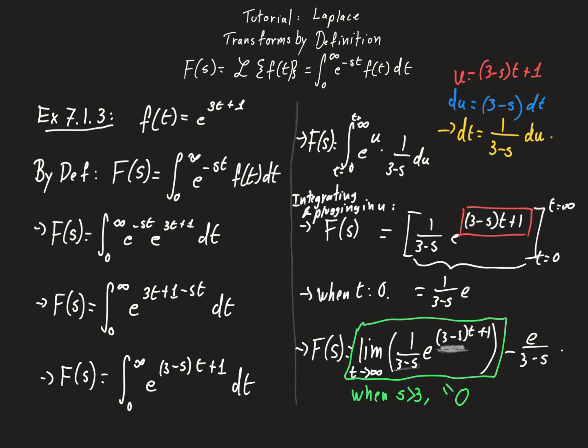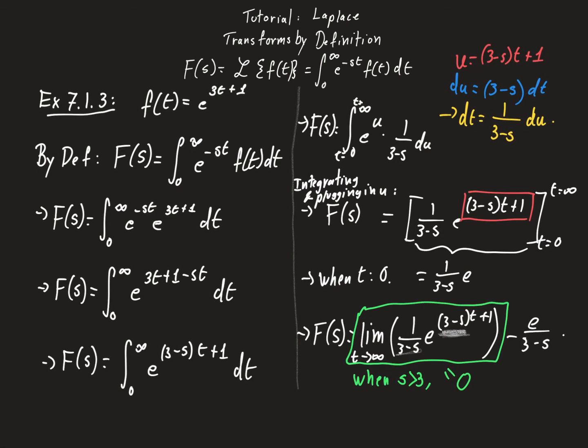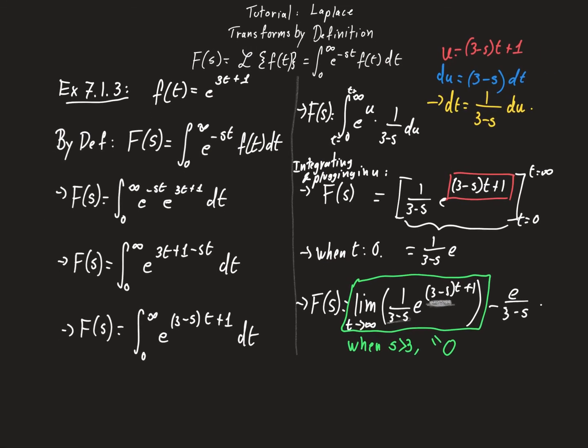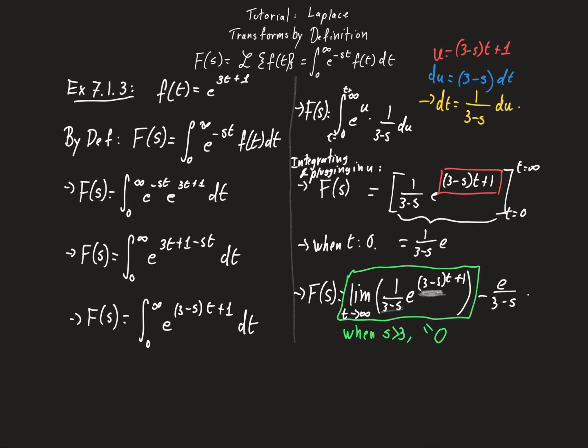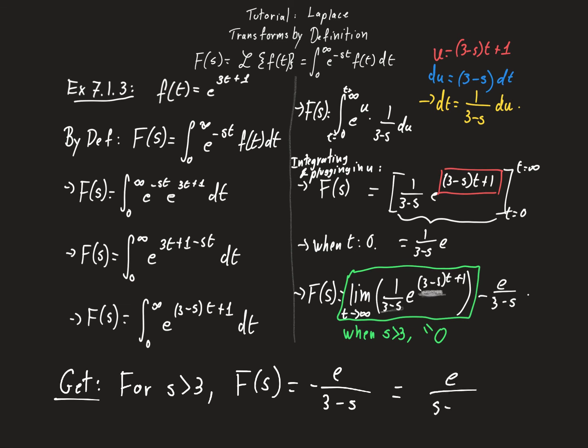Okay, so where does that leave us? So what do we get at the end of the day? We get that for s strictly greater than 3, capital F of s is equal to negative e over 3 minus s. Or if you prefer, you can write this as e over s minus 3. All right. That's really all there is to it.